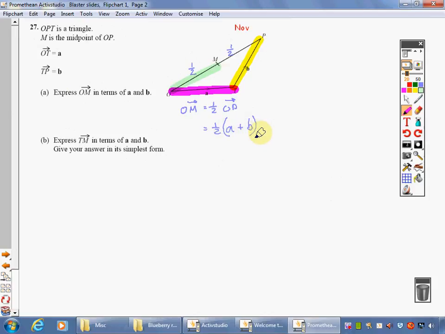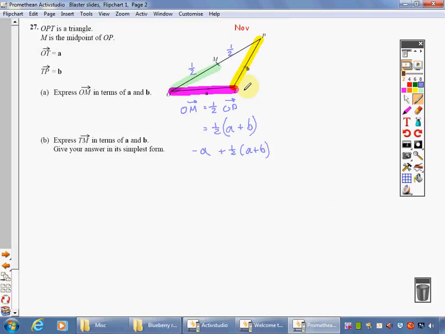Right, let's do T to M. I can't just cut across this bit here because I'm going through no man's land there. I need to go backwards along there, so it'll be minus A, and then this bit here in green, and the green bit is a half A plus B, the bit I've just done.